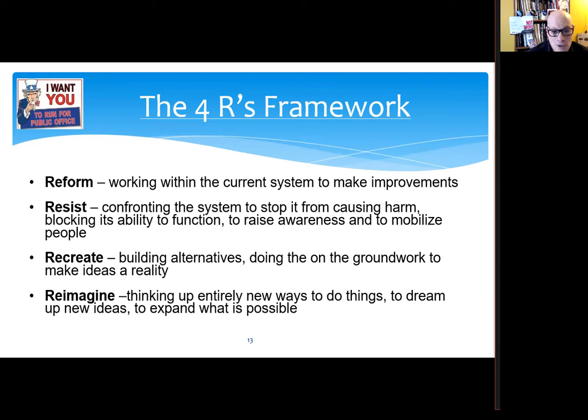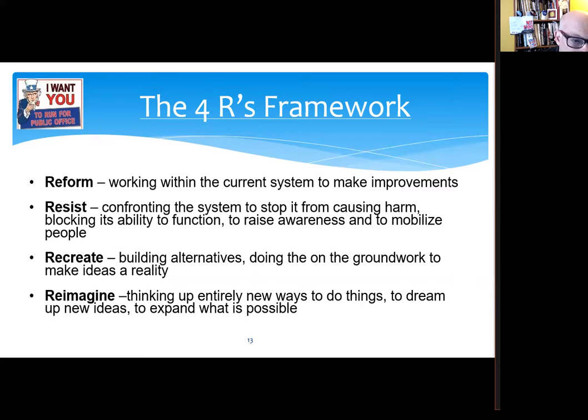There is the reformer. This is someone who is going to work within the existing system. Sometimes we say this is an inside job, and it's about making improvements. You're not talking about tearing the system down. You're talking about improving it.